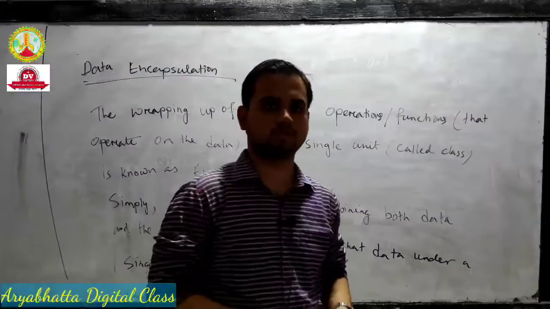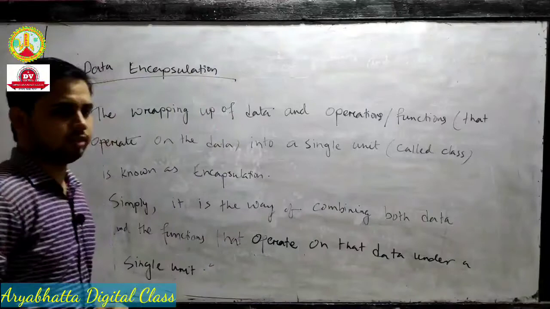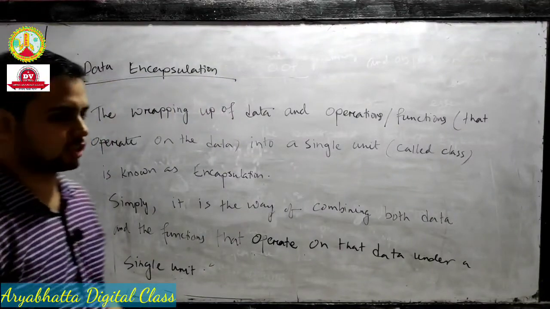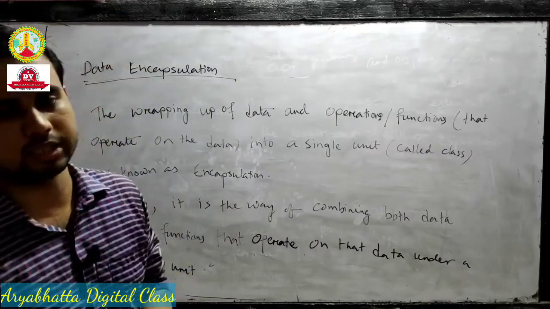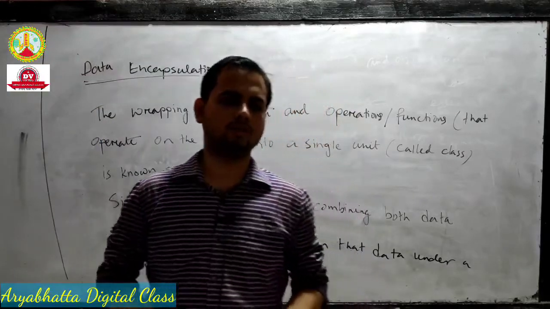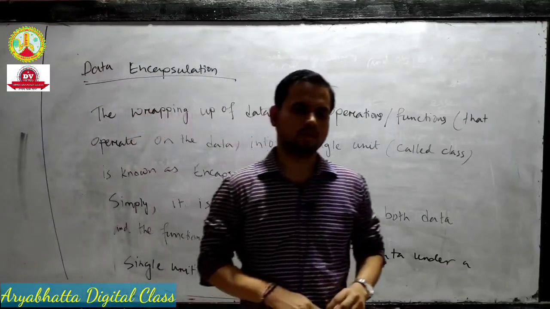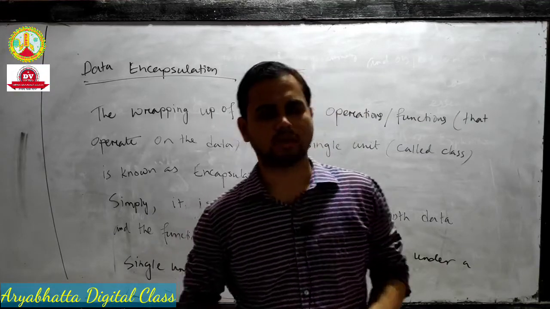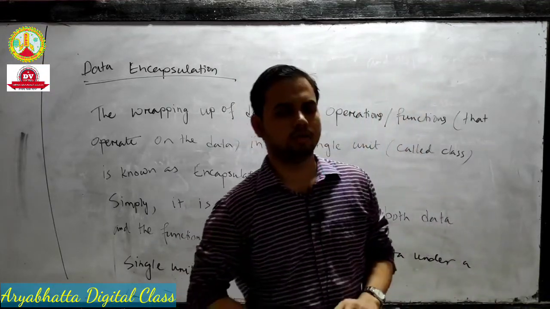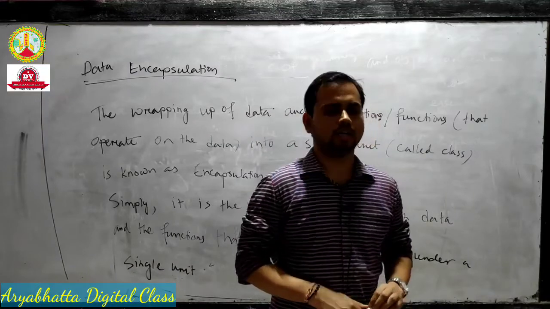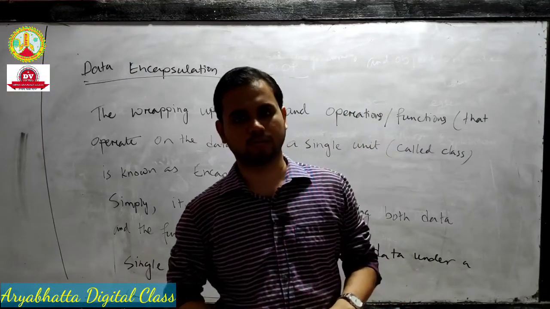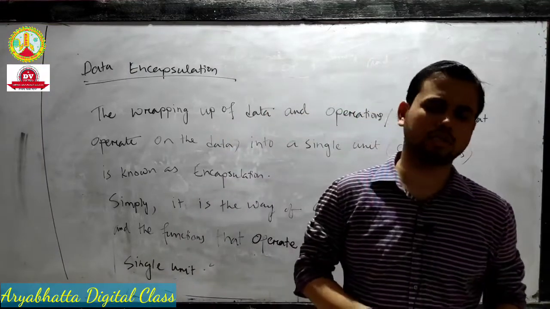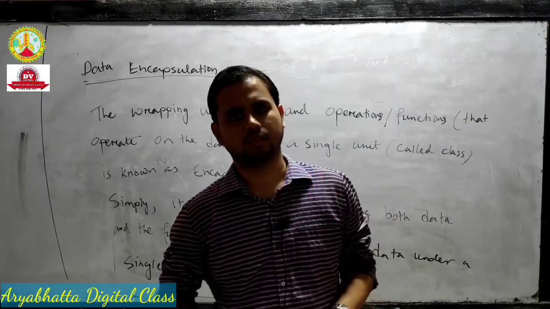Okay, students, welcome back. In the earlier class we discussed the general concept of OOP. OOP means object-oriented programming. What is the general concept? First one is data abstraction. Second one is data encapsulation, modularity, inheritance, and polymorphism. Data abstraction is already done in the earlier class.